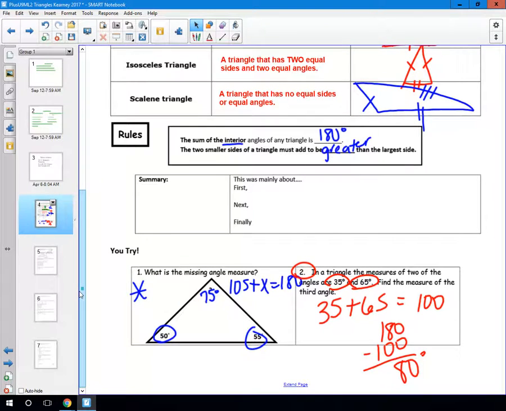Okay? So all angles in a triangle add up to 180. Now, be careful. In some of the problems, it might say a right triangle has an angle that measures something. Look for those keywords. If you know it's a right triangle, what do you know that one of the angles has to be? 90. Good.